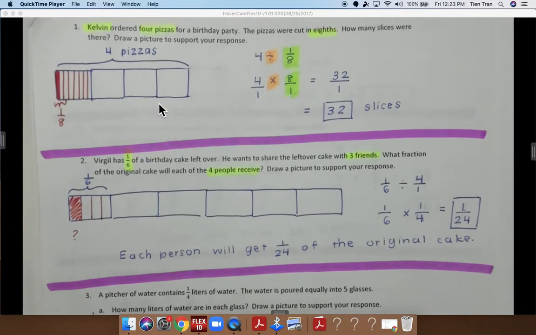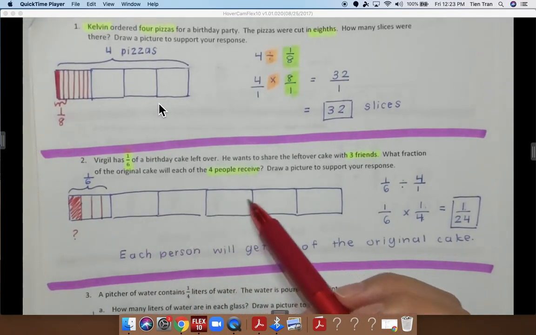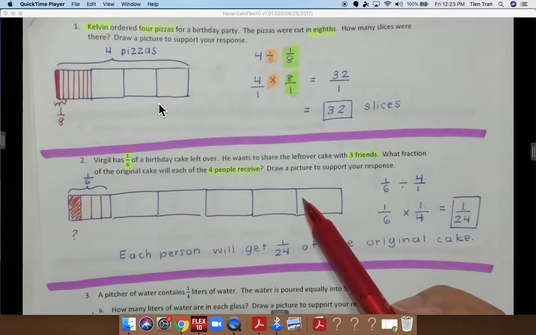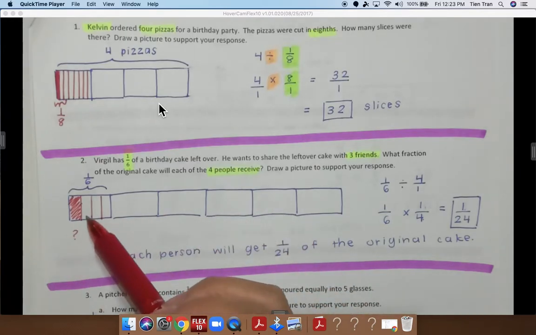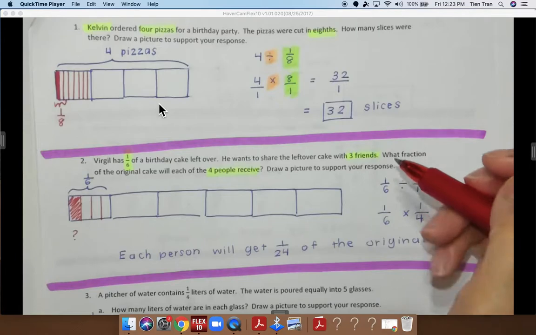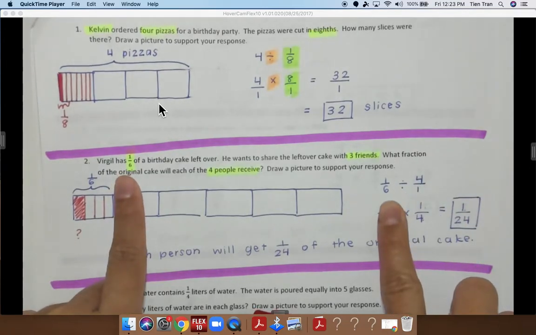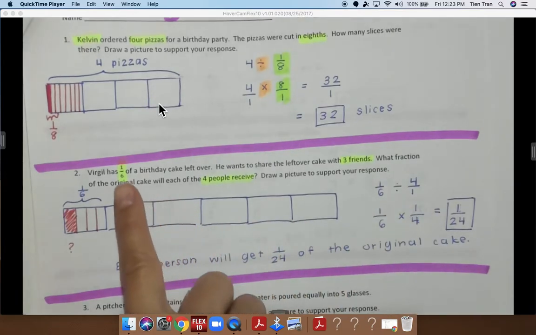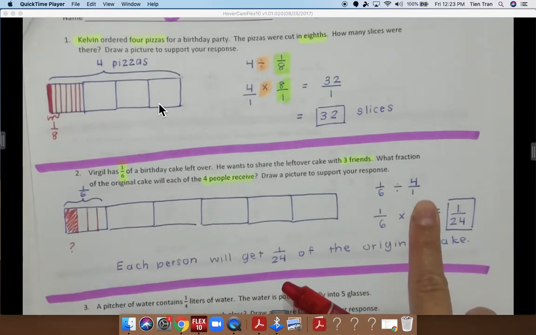So right here I have 1, 2, 3, 4, 5, 6. I have 1/6 of a birthday cake that is left over, and he is sharing it with 4 people. So I am dividing these pieces into fourths. So my equation is going to be 1/6 divided by 4 people. So 1/6 of birthday cake divided by 4 people.